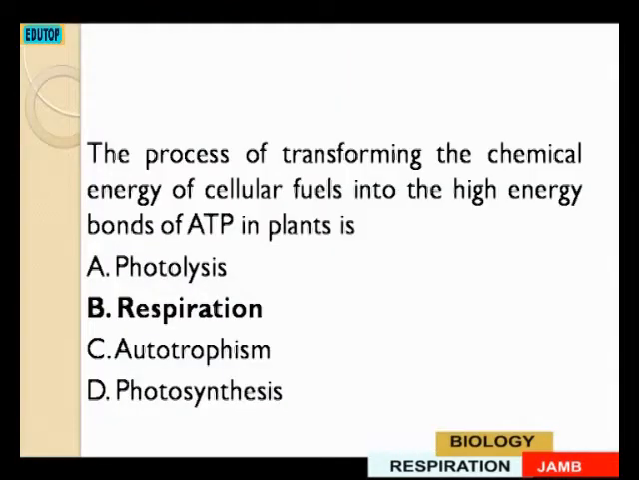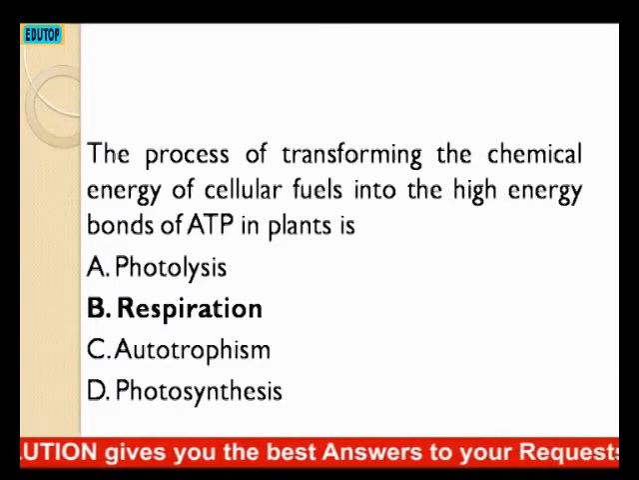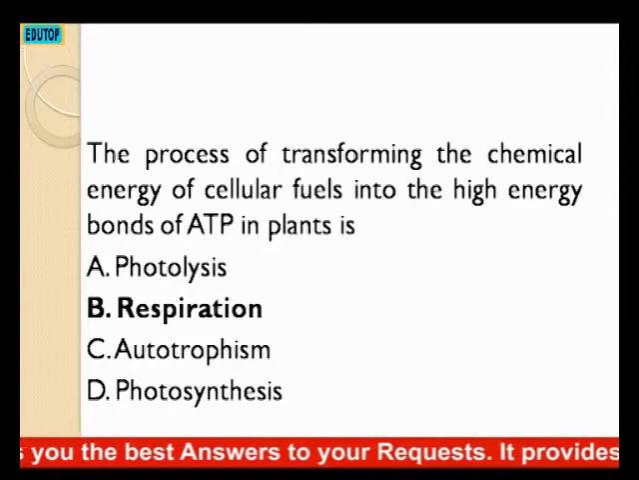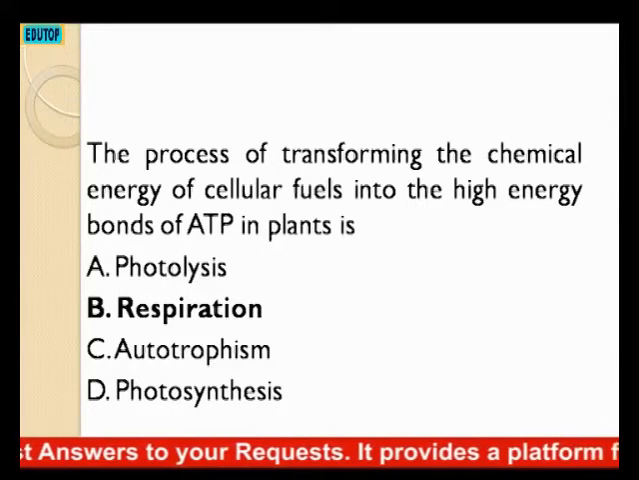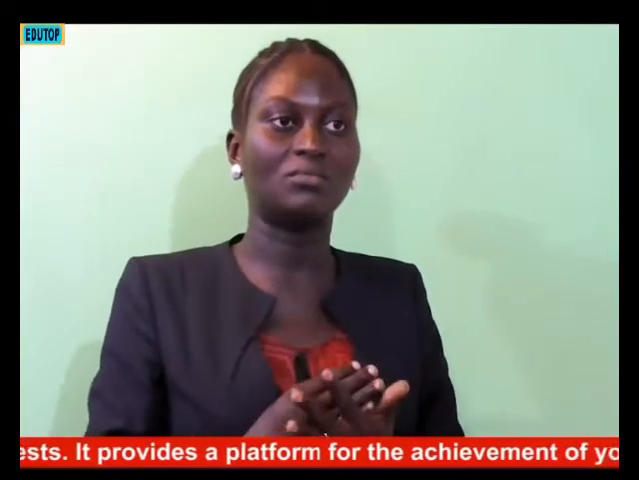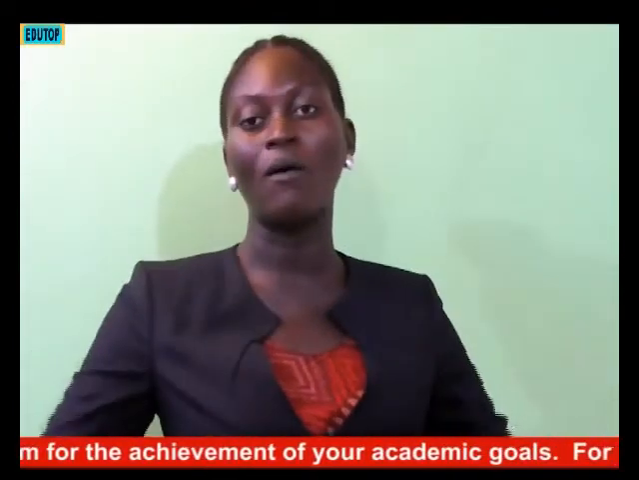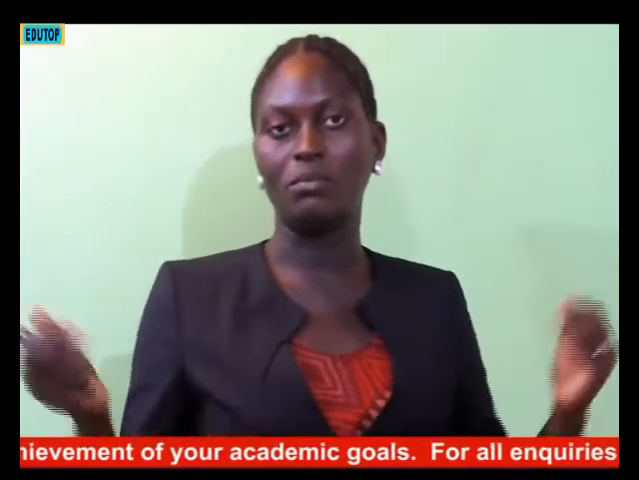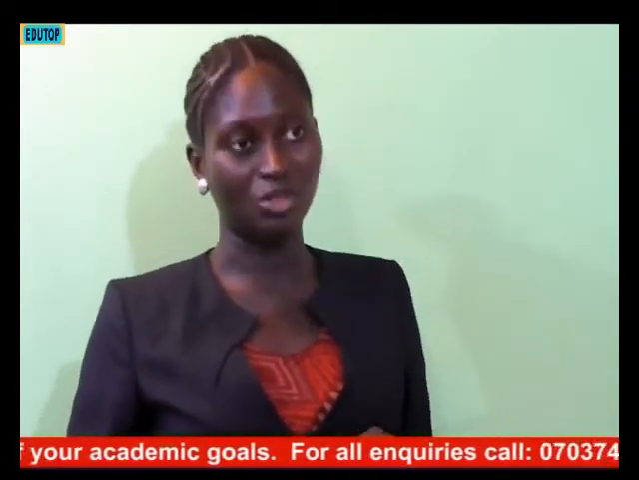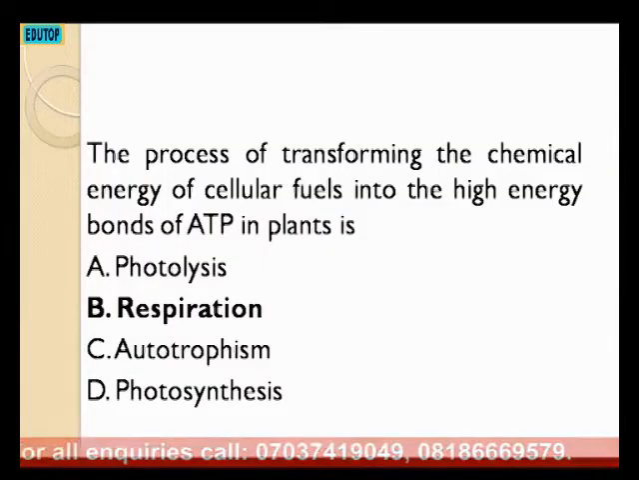The next question says, the process of transforming the chemical energy of cellular fuels into high energy bonds of ATP in plants is what? A. photolysis, B. respiration, C. autotrophism, D. photosynthesis. When there is the chemical breakdown of energy into higher energy of ATP, when energy is being broken down for a greater energy for the organism to use, that is respiration. That is option B.